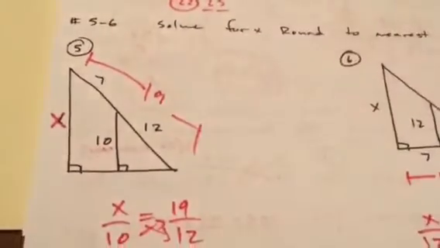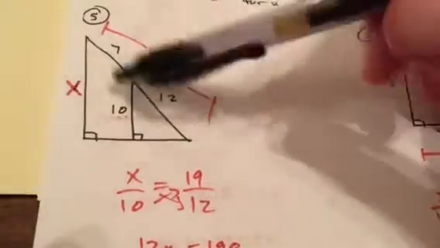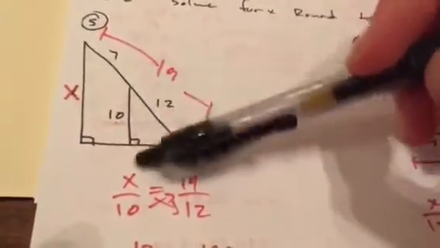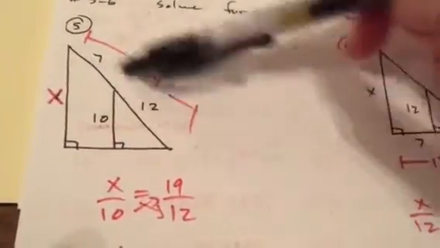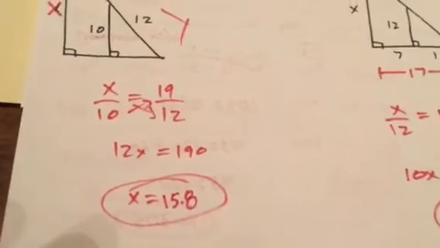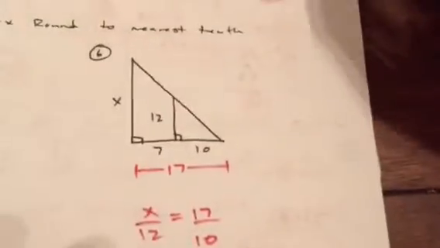Simply on 5 and 6, make a proportion. X, the big heights, so the height of the big one over the height of the little guy is equal to the hypotenuse of the big one over the hypotenuse of the little triangle. Cross multiply, get your answer. Again, pause this anytime you need.